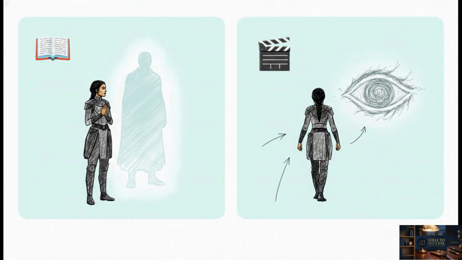Now contrast that definition with her on-screen counterpart. Book Chani believes in Paul's messiah status completely and stands loyally by his side, even accepting her role as a mere concubine when Paul politically marries Princess Irulan. But Zendaya's Chani on screen, she is completely stripped of that religious devotion.